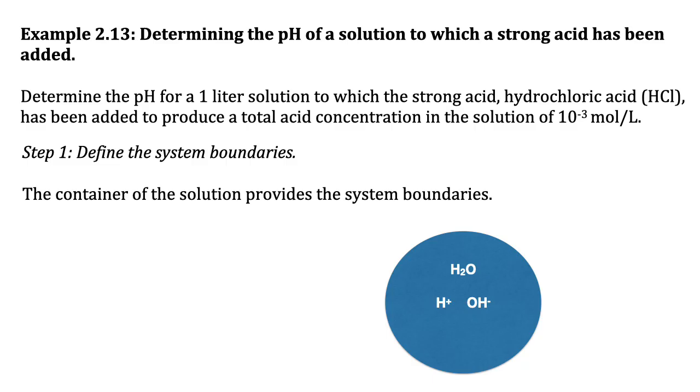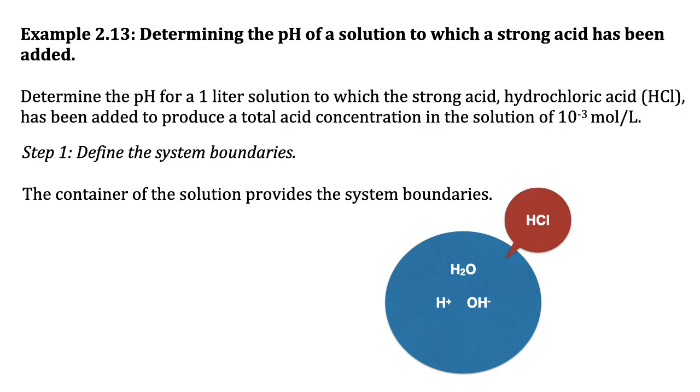The first step in most engineering problems, and this is no different, is to define the system boundaries. In this example, we have a 1 liter container of solution. We'll represent that 1 liter aqueous solution with the circle below. So to start with, we have a simple solution of water. As in our previous example, most of the water is water, or H2O. But also in that aqueous solution, we're going to have 10 to the minus 7 moles of H plus and 10 to the minus 7 moles of OH minus. This is before we add anything to the aqueous solution.